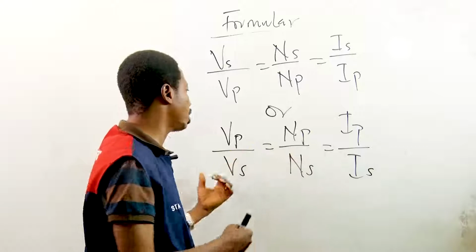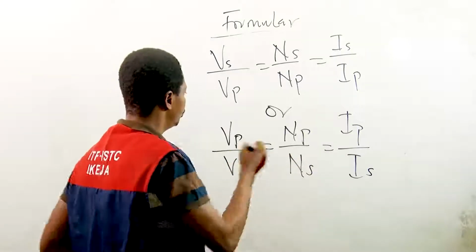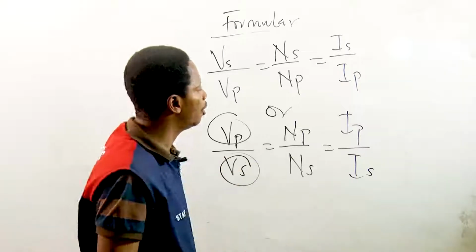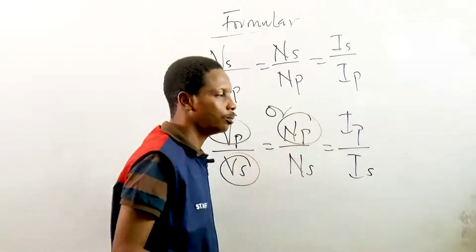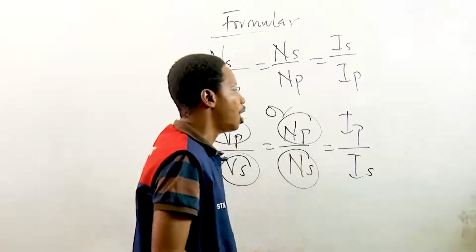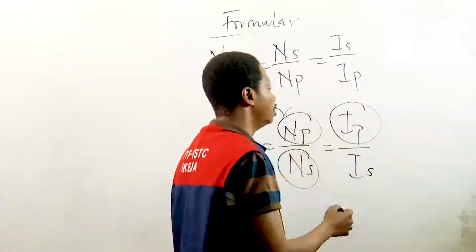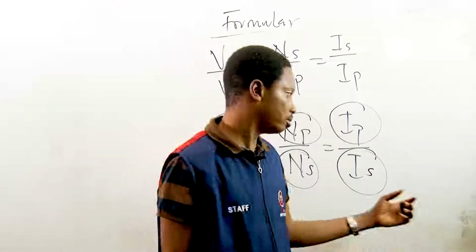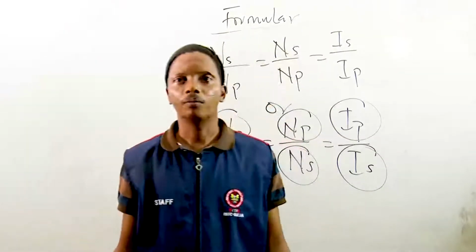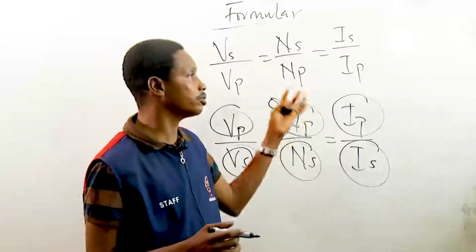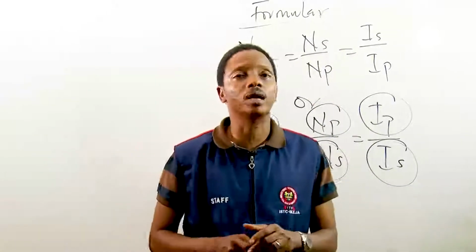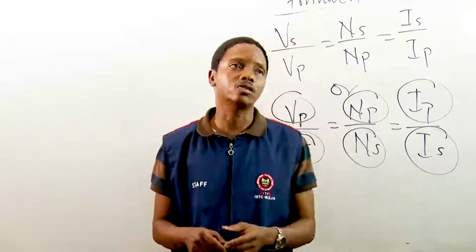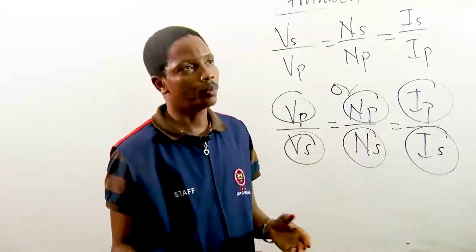With this, we want to determine the voltage input, voltage output, number of turns in the primary, number of turns in the secondary, amount of current flowing in the primary, and amount of current flowing in the secondary. This is the formula. So we started with what is a transformer, types of transformer, and then you have current transformer and voltage transformer, and types of voltage transformer, which is step up or step down.